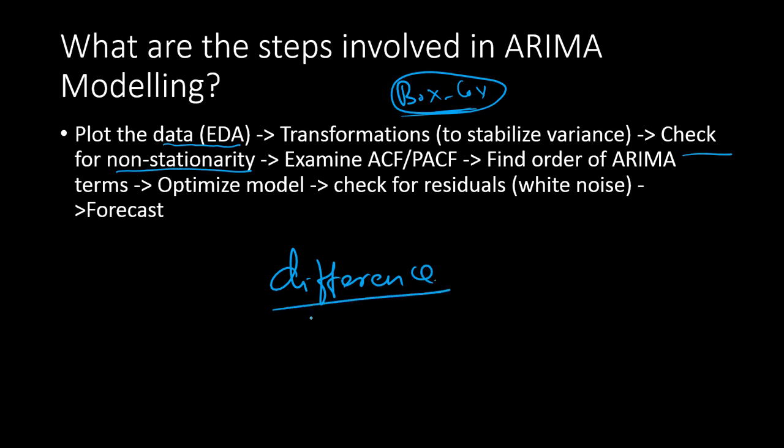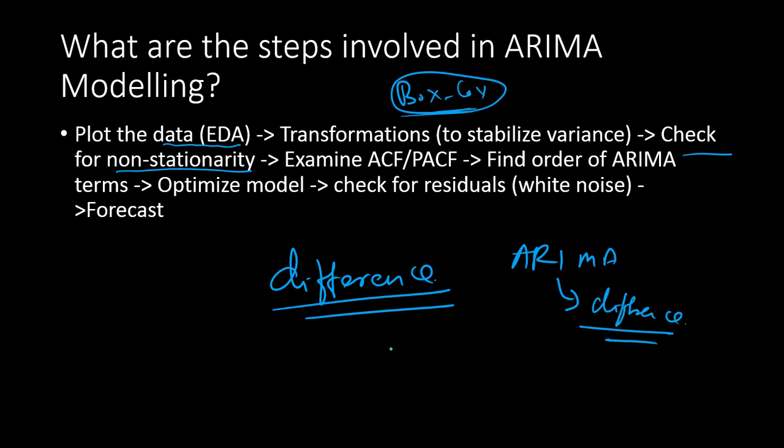In one of the time series videos on our channel, I have talked about how to do differencing and what exactly differencing is. So in the ARIMA model, the I stands for the differencing parameter. When we talk about this P, D, and Q, D is the number of differencing that you are doing in the ARIMA.